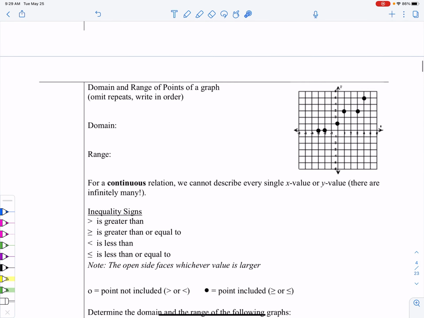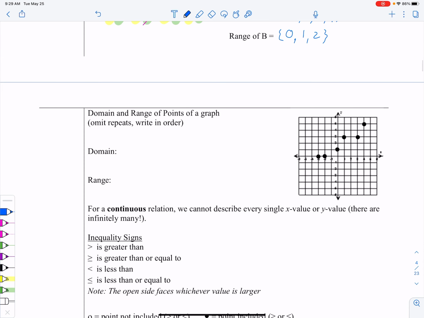So we move over to the next one. Here they want domain and range of points on a graph. So we have to pull the x and y values out of here, and then we're going to write the domain and range. So first we need to figure out what the values of each point is. So our first point is -3 and then 0. That's this one. This one is -2 and 0. Then if we move along, we have 0 and 1. We have 1 and 3. We have 3 and 3. And then 4 and 5. Okay, so that's the values of each of these points.